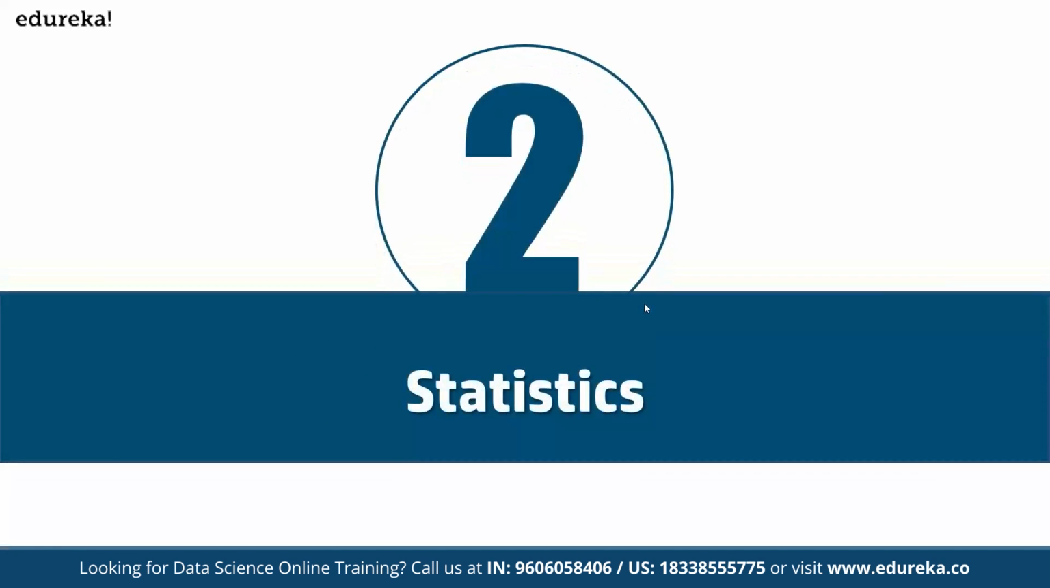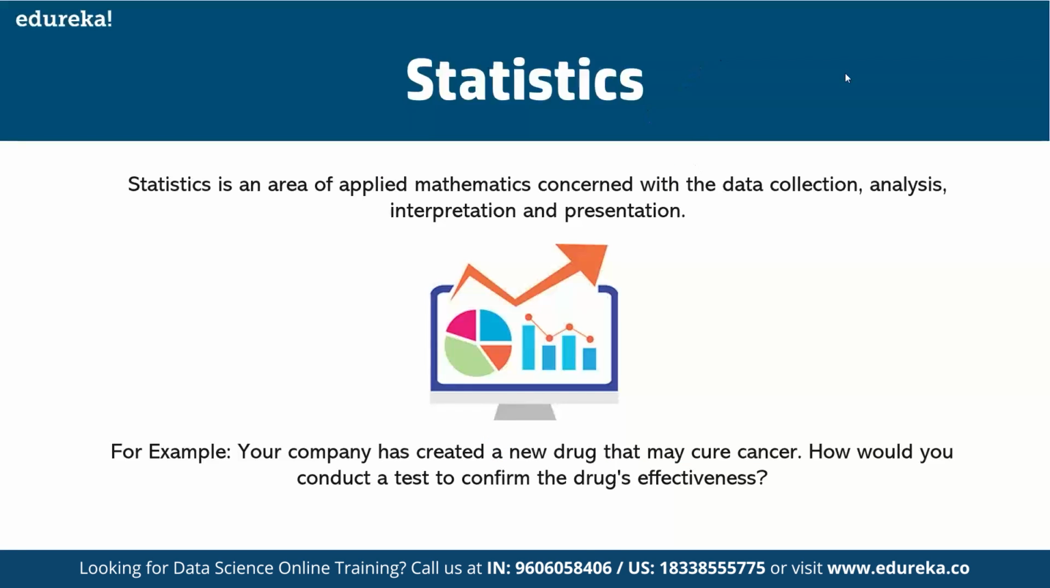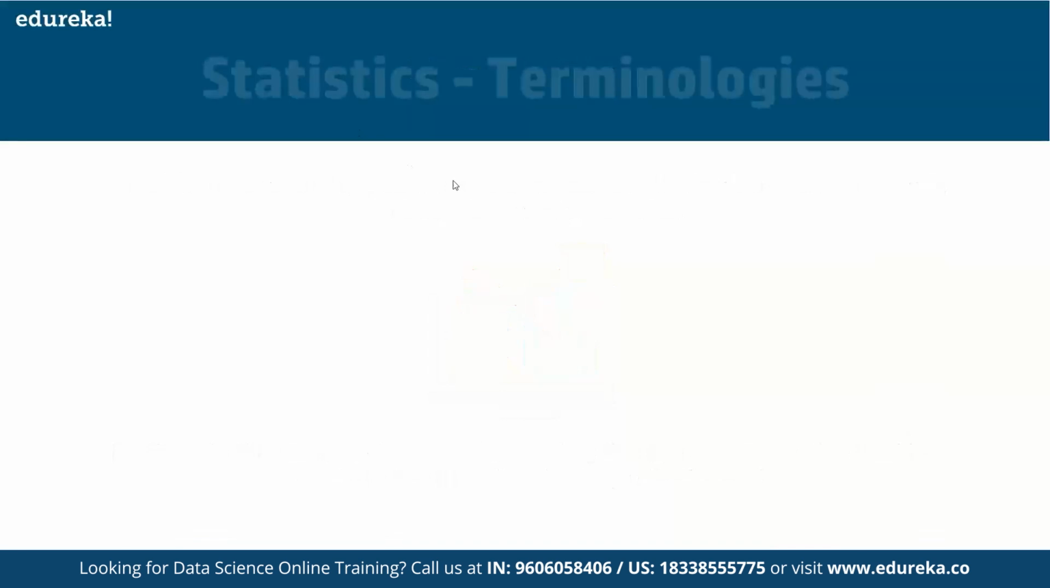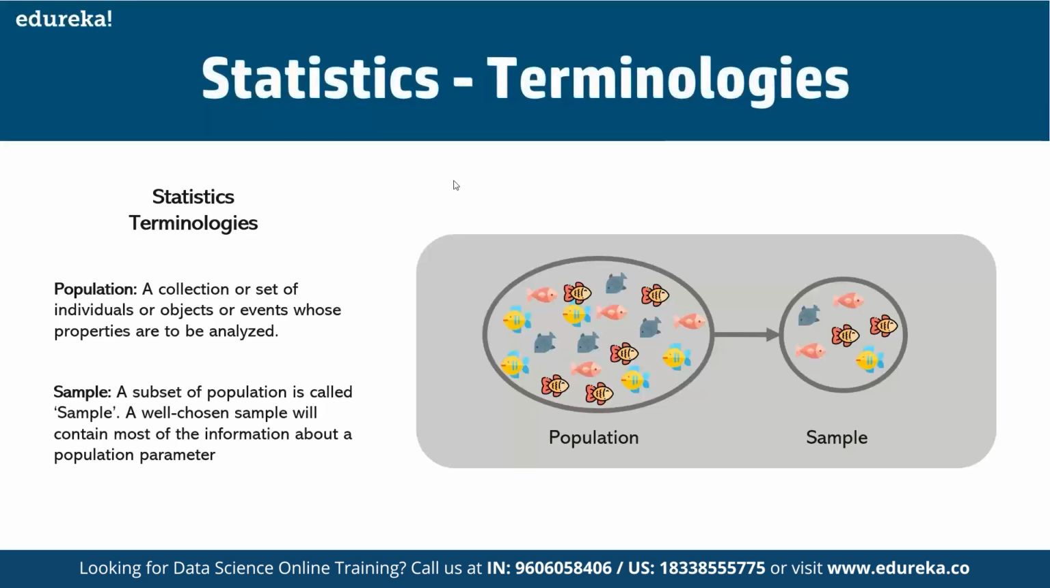Okay guys, now that I've given you a brief introduction about probability, let's move on to statistics. So what is statistics? This is an area of applied mathematics concerned with data collection, analysis, interpretation, and presentation. Statistics is really important in terms of machine learning and data science. Let me explain why we need statistics.